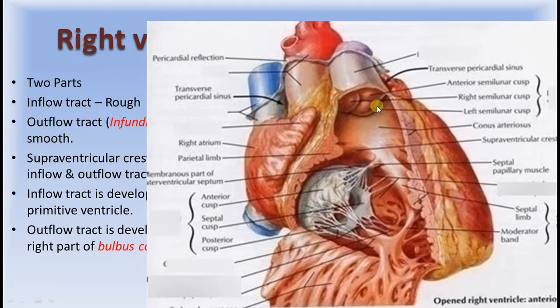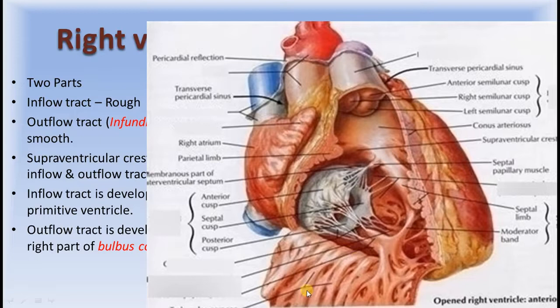which is guarded by the semilunar valves. See here how the inflow tract, if this is the sagittal plane, the tricuspid opening is 45 degrees from the sagittal plane, and it is directed towards the apex of the heart. So blood flows downwards and towards the left side, the apex of the heart. Then during ejection, the blood has to pass through the outflow tract, so it takes an obtuse angle.